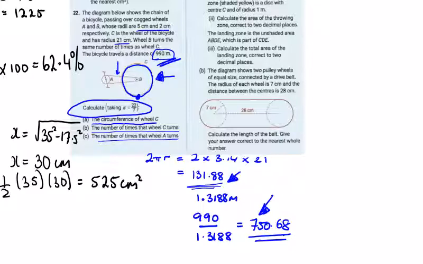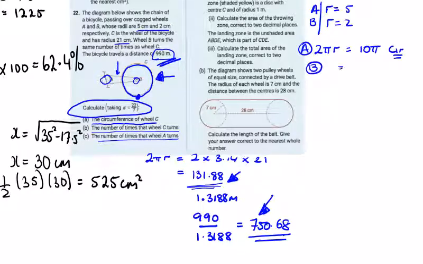And then the number of times that wheel A turns. Well, here's wheel A and wheel B. So what do we know about those? For A, the radius is 5, and for B, the radius is 2. So what's the difference between these? So the circumference is 2 pi r. So for A, we get 2 by pi by 5, which is 10 pi for the circumference. And for B, 2 pi by 2 is 4 pi.